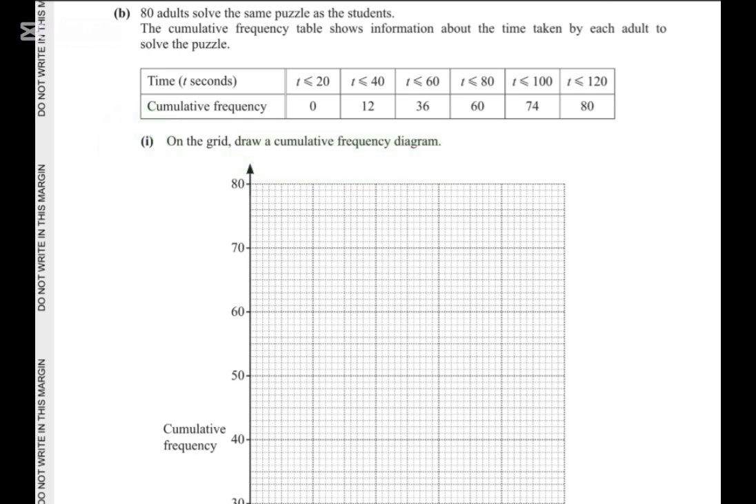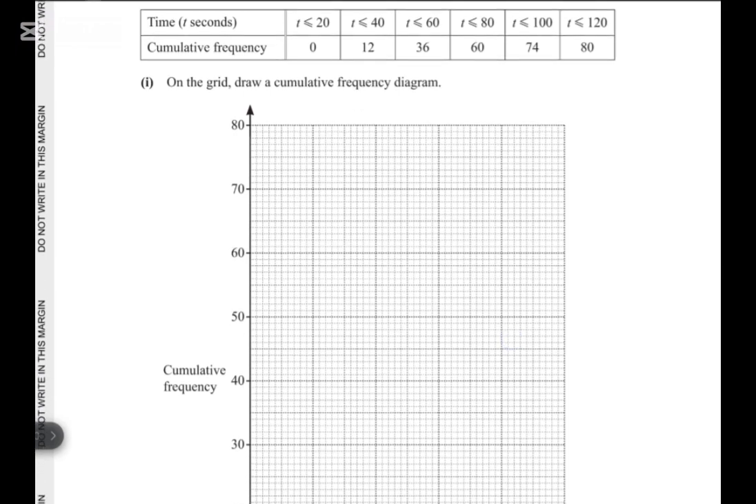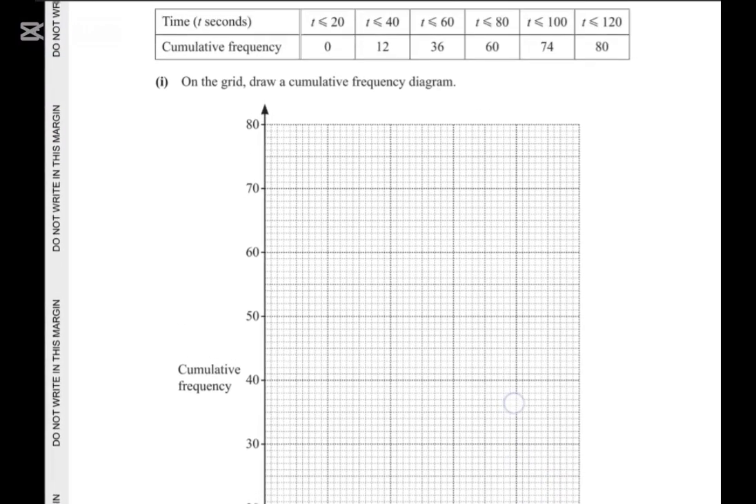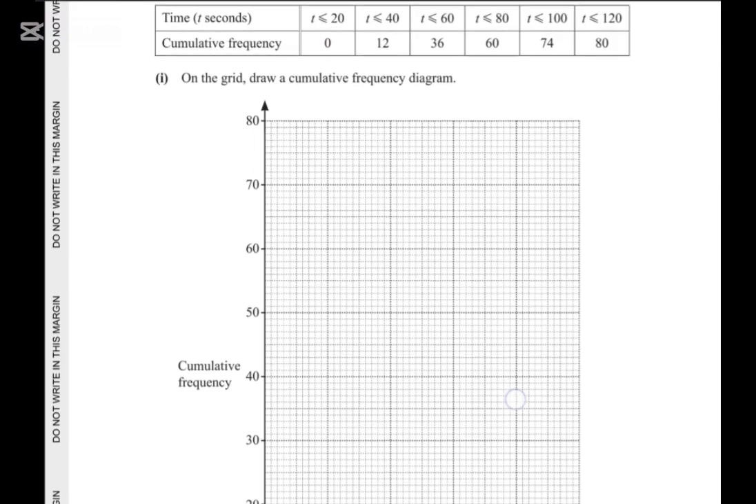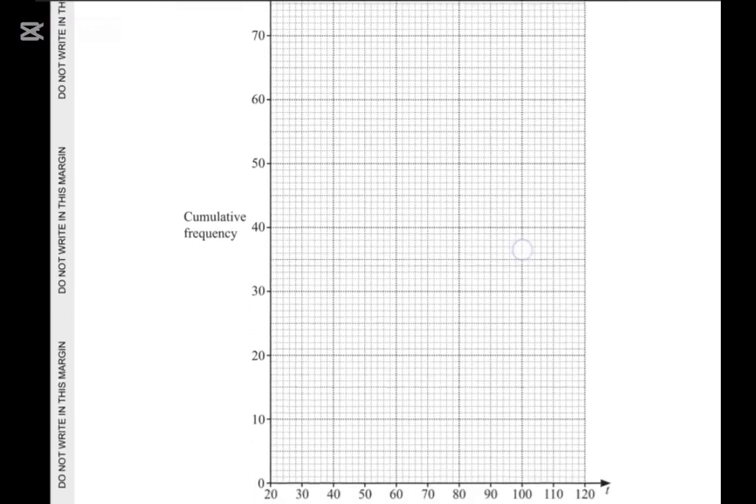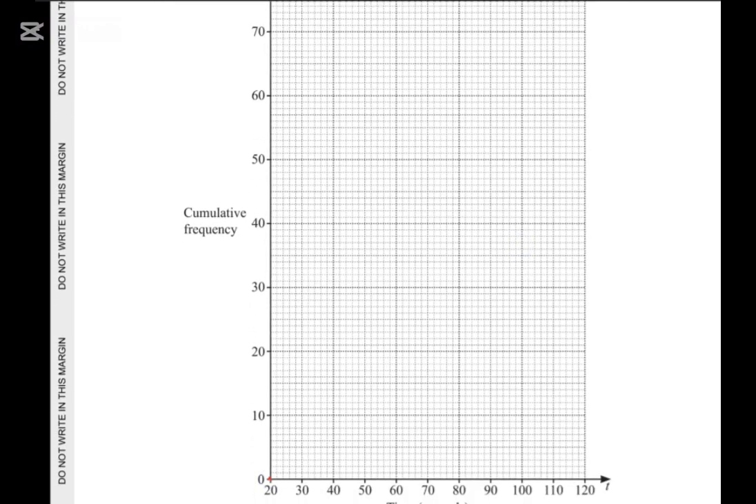So here it is 20 onwards it is starting. So 20, 40, 60, 80, and 0, 12, 36, 60. So one by one we'll mark the dots here. You have to look at the horizontal and vertical axis. Cumulative frequency is on the vertical axis. Time t is on the horizontal axis. So 20, 0 is this. 40, 12 is after 10, 2 boxes. Because 10 to 20 on the vertical axis, it is 10 numbers, so each box is one number. So 12 will be after 10, 2 boxes.